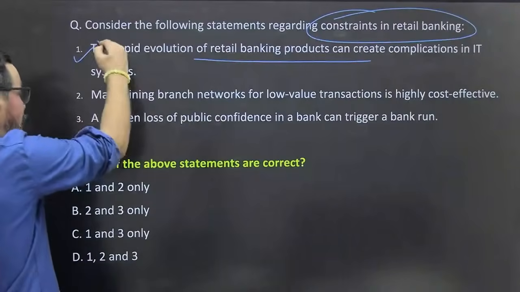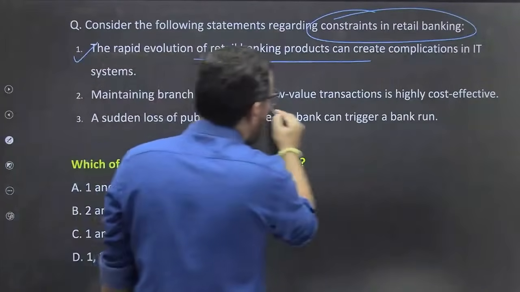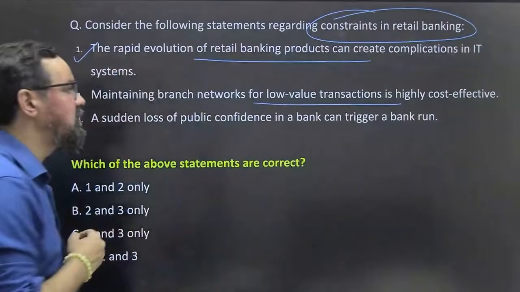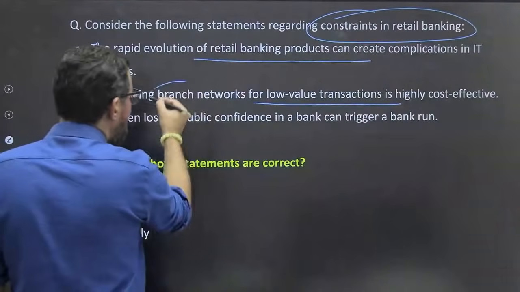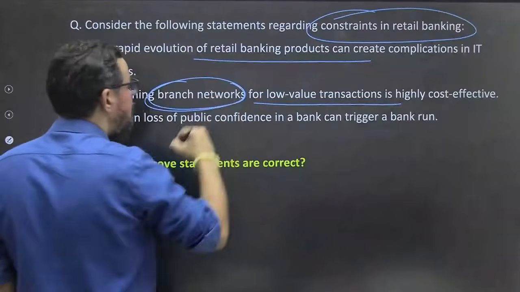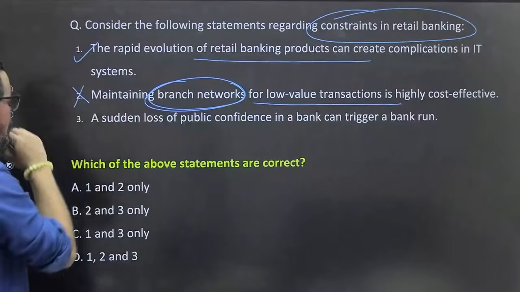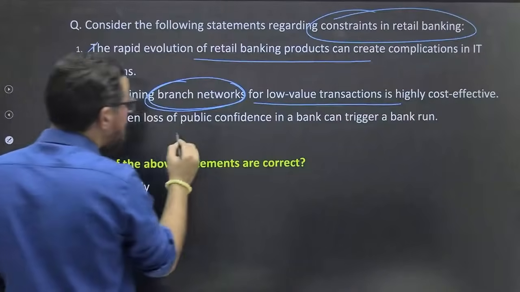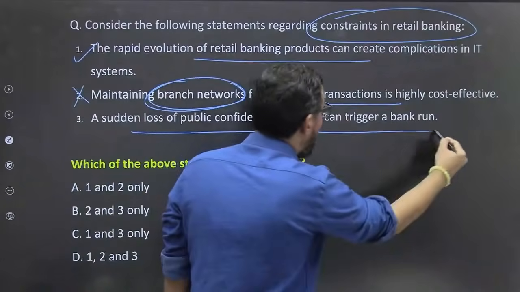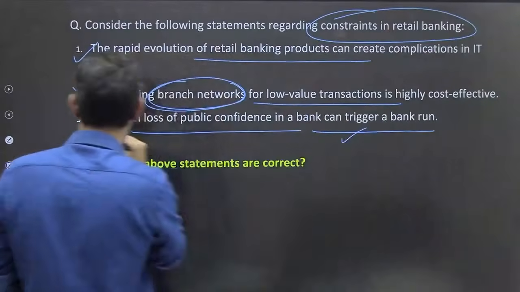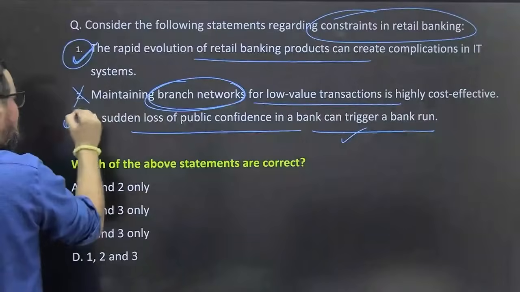Second, maintaining branch networks for low volume transactions is highly cost effective. No, when it comes to branch networking, branches involve lots of cost, so it will not come under this particular one. Third, a sudden loss of public confidence in a bank can trigger a bank run, 100% true. So these are two major challenges or constraints.